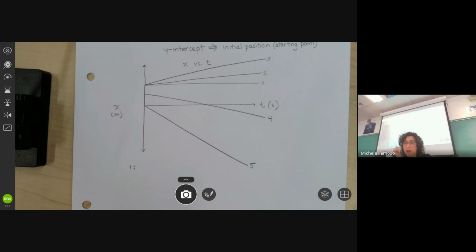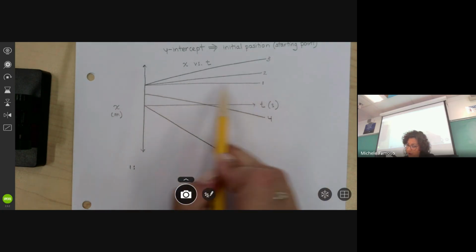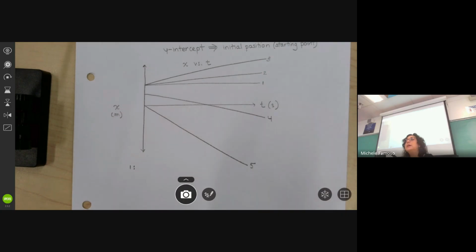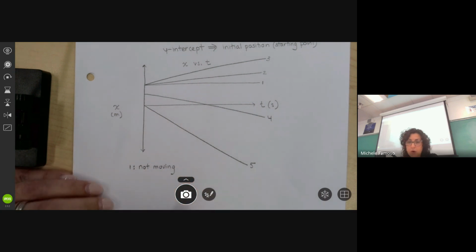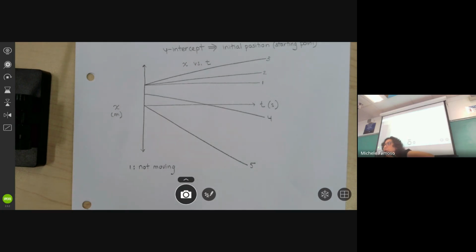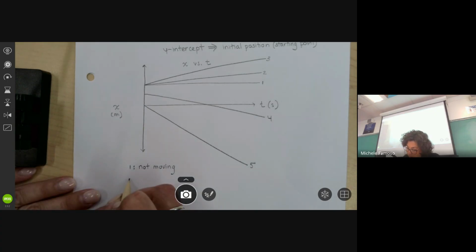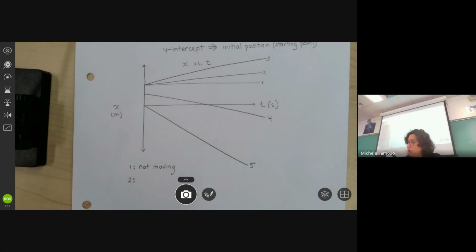Anybody tell me what the graph for object 1 is telling you, Liam? Yep, this object is not moving. It is a horizontal line. A horizontal line has a 0 value for the slope. It is not moving. Has no speed.